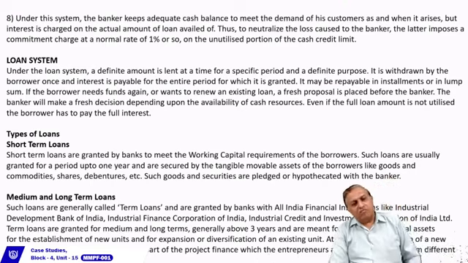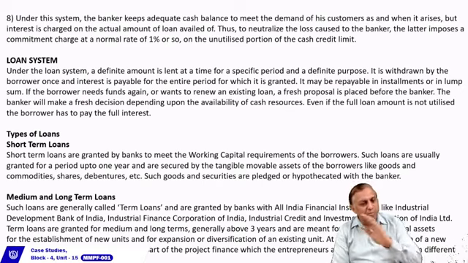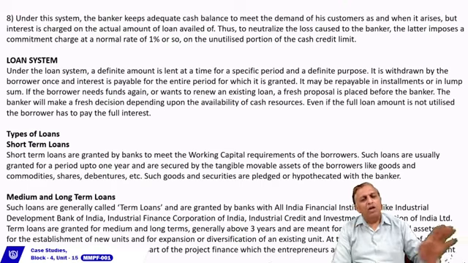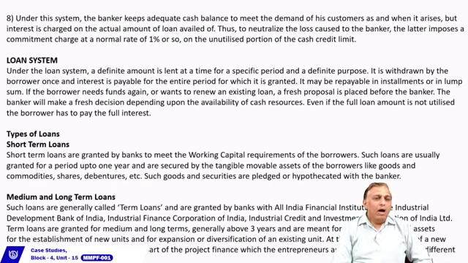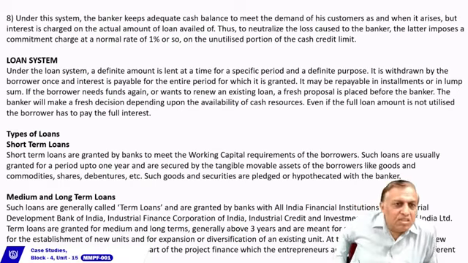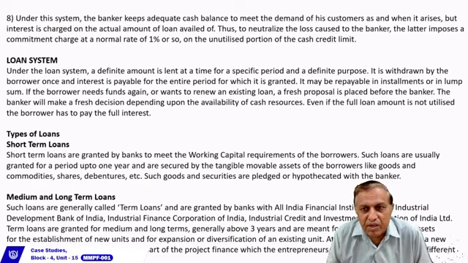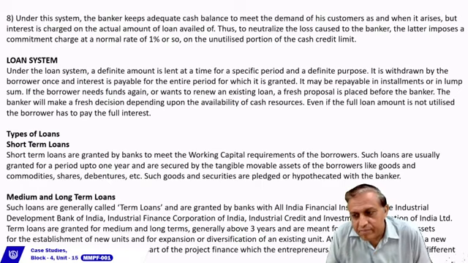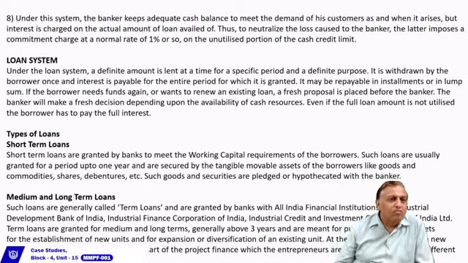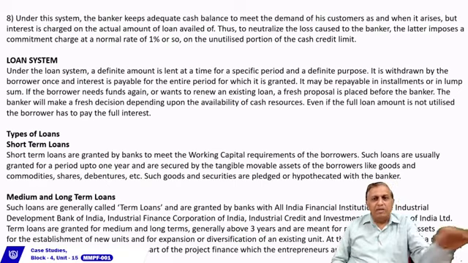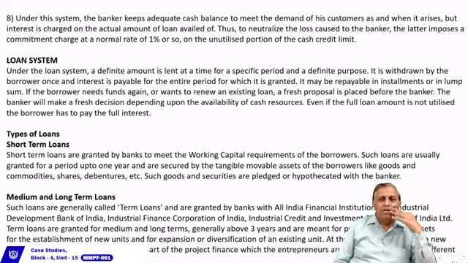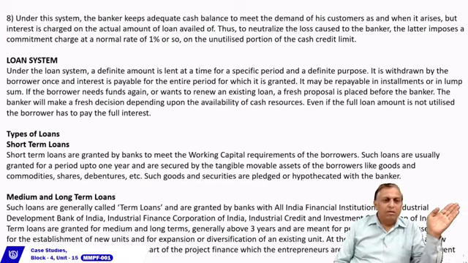Next is the loan system. We are now talking about a loan. It could be a short-term loan, a medium-term loan, or a long-term loan. Under the loan system, a definite amount is lent at a time for a specific period and definite purposes. It is withdrawn by the borrower once and the interest is payable for the entire period for which it is granted. It may be repayable in installments or in a lump sum.